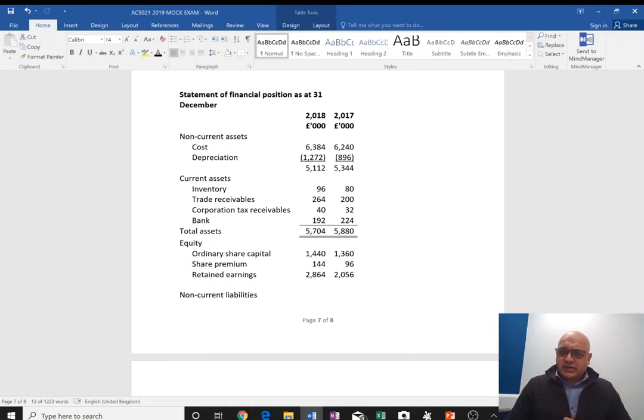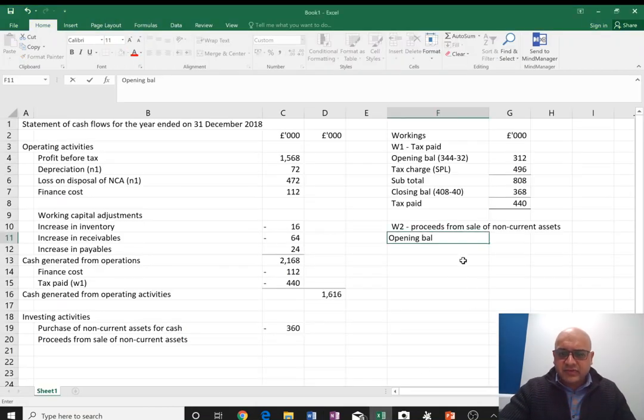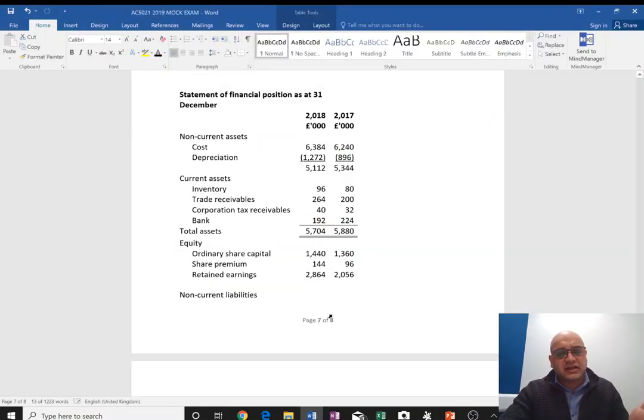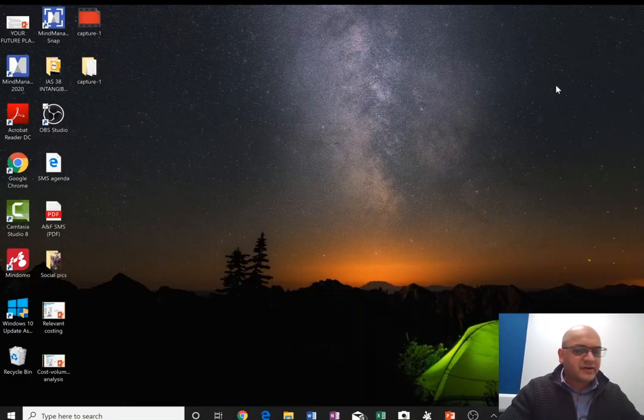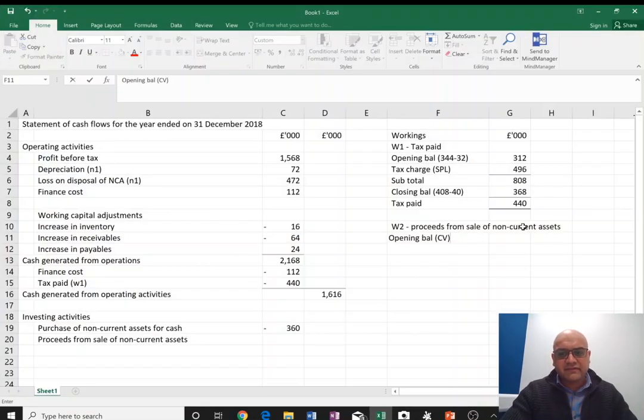We're going to take a shortcut. We're going to merge these 2 accounts and create one account. So in other words, we are going to work in carrying values all the way through. So for the opening balance, you're going to be using carrying value, because when you net off the accumulated depreciation from the cost, what you get is carrying value. So it's safe to work in this particular scenario in carrying values. So cost minus accumulated depreciation is the carrying value. So the carrying value in this case, starting with 5,344.